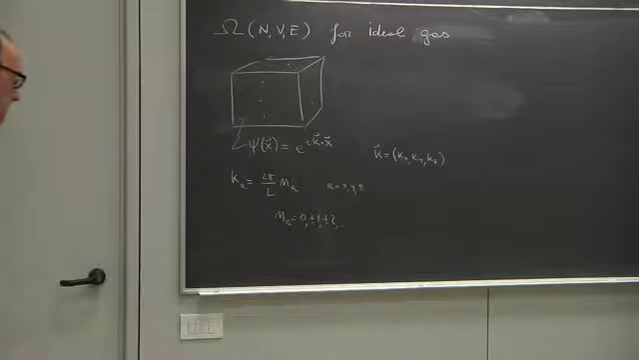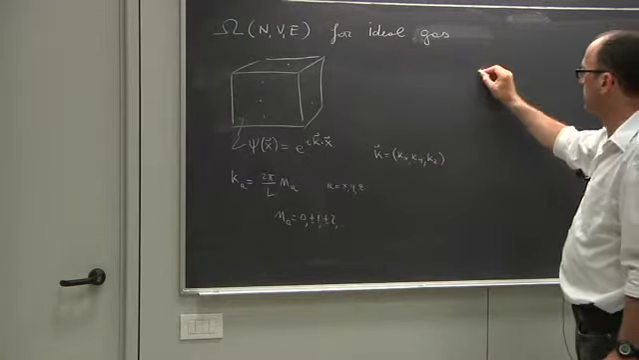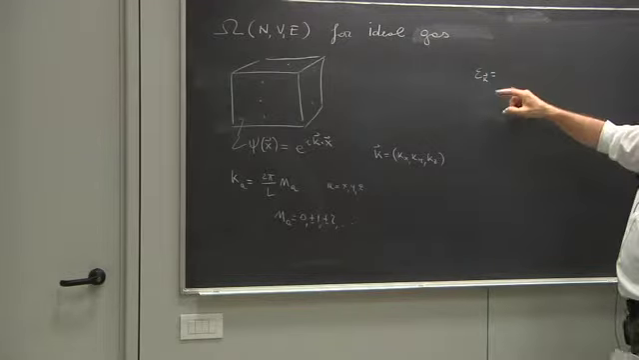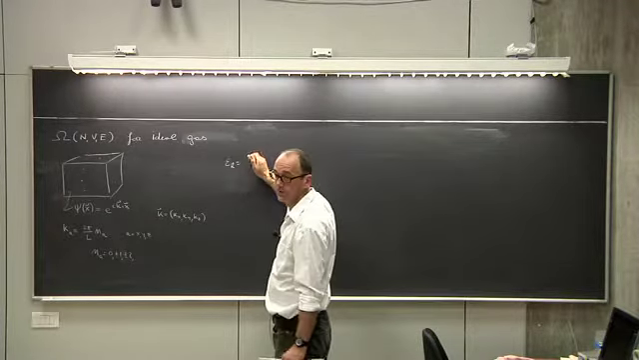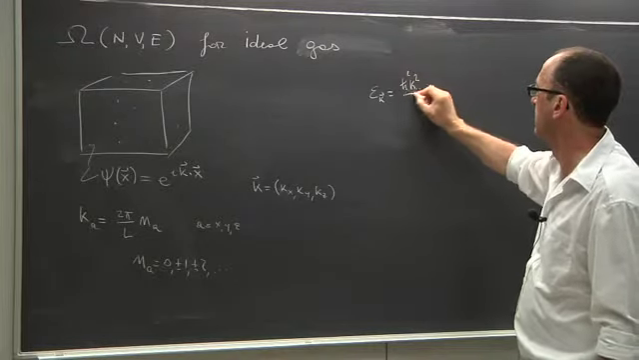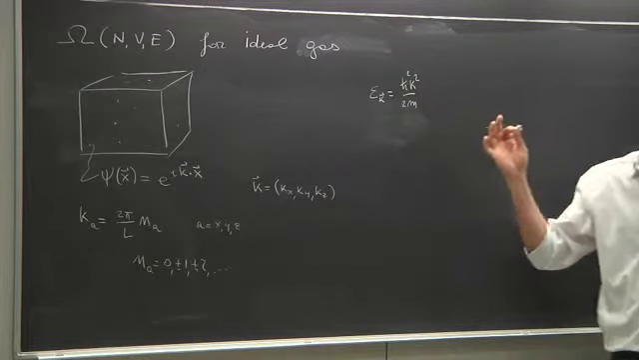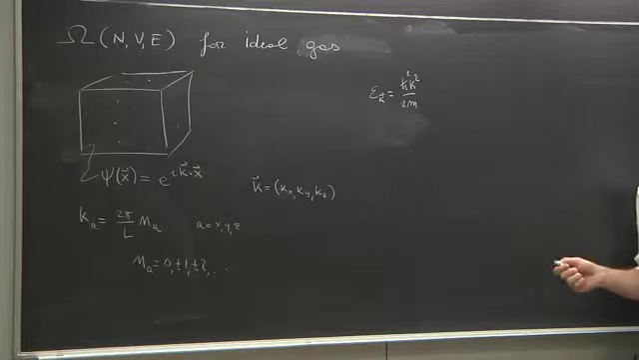And what is the energy of this particle? The energy depends on k, and it is h bar squared k squared over 2m. It's momentum squared divided by 2m. It's just the kinetic energy.